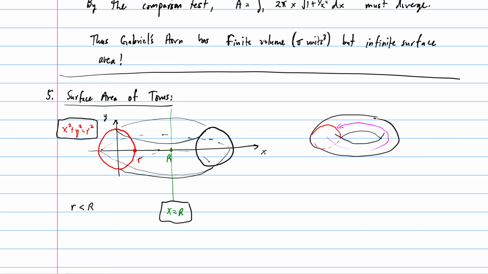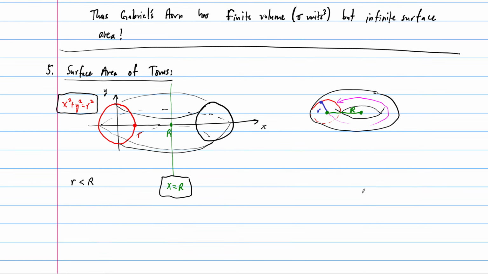So in this picture, what do we have? The radius of this circle is little r, and the radius of this circle that starts here and goes to here, that radius is big R. And so that's a torus. We want to find the surface area. Well, how are we going to do this? We need to chop this up somehow. It's rotated around this x-axis, so to get our cylinders, we're going to have to go this way.